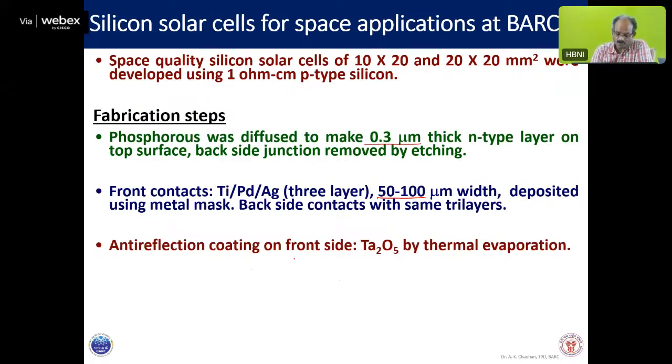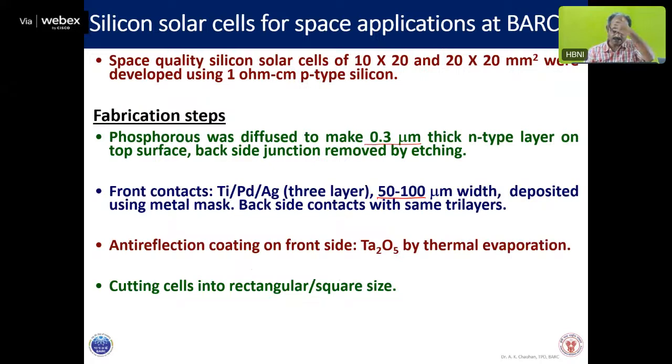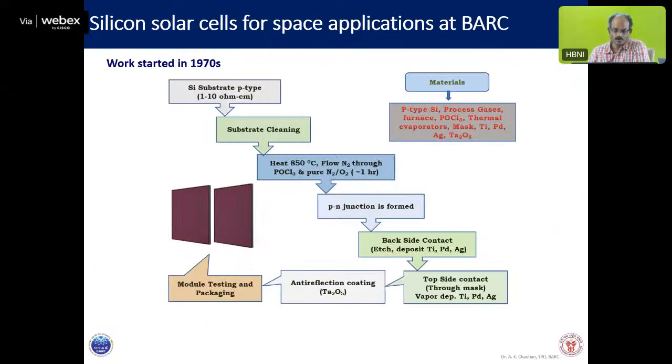Anti-reflection coating on the front side was done using tantalum oxide by thermal evaporation. And these cells were cut into rectangular or square size, and the typical efficiency of these solar cells was 14.5% at that time. This is the same fabrication process I have shown in this chart.